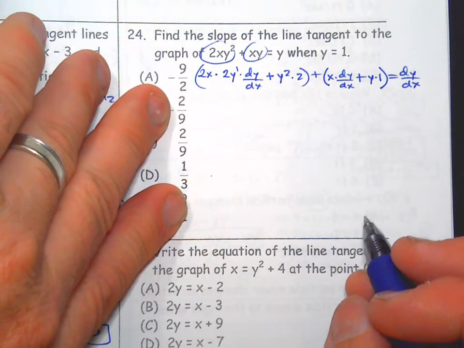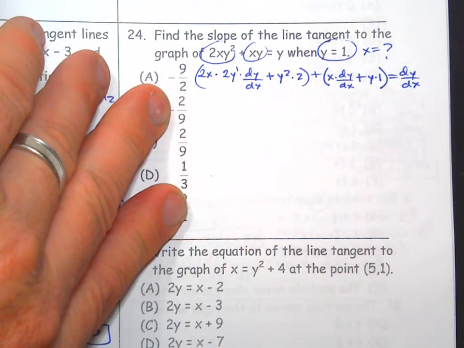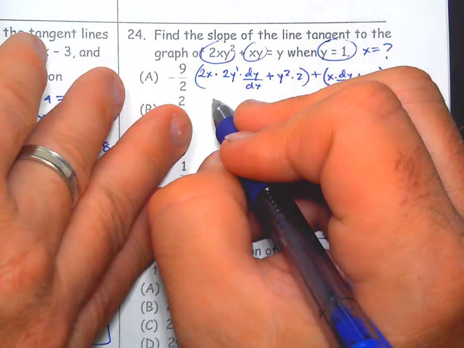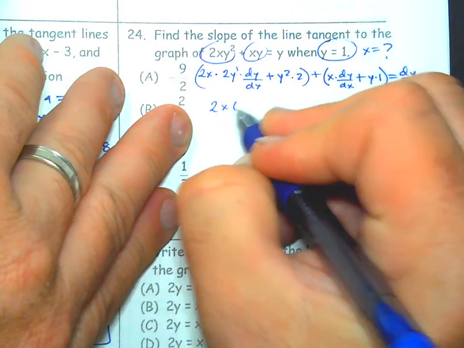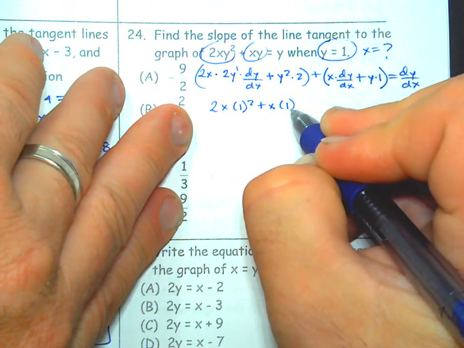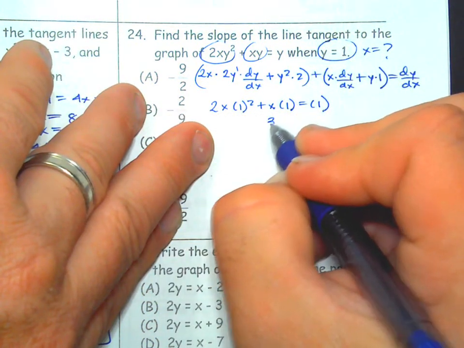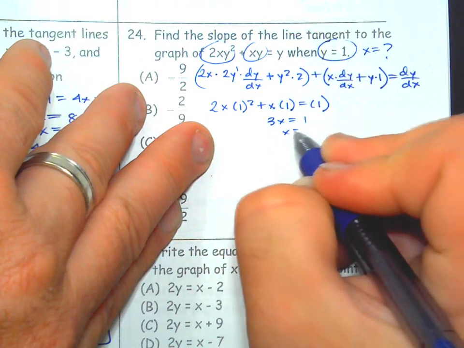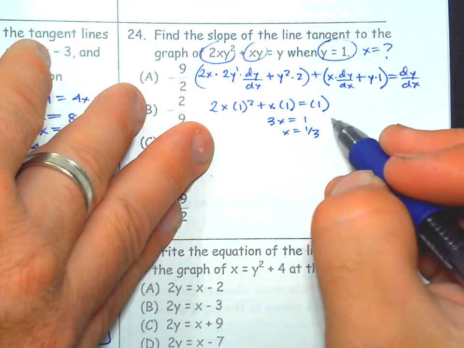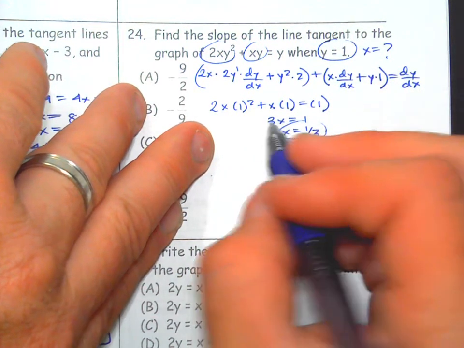It says when y equals 1. Okay, well, what does x equal? Well, we just did this. If you plug y equals 1 in, you should be able to find the x value, right? So what do we get? 3x equals 1, x equals 1/3. It's a little gross, but I guess we got to do it.